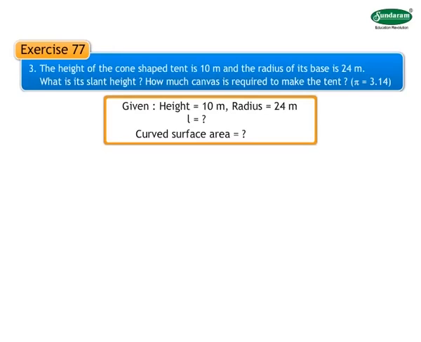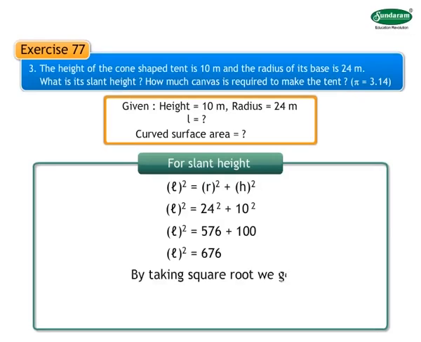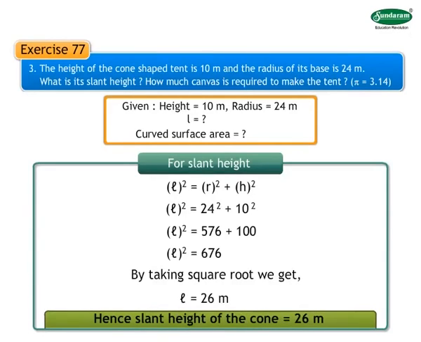Then using it in the formula of the curved surface area, we will find the canvas required to make the tent. For slant height, square is equal to the radius square plus the height square. Slant height square is equal to 24 square plus 10 square. Slant height square is equal to 576 plus 100. Slant height square is equal to 676. By taking square root, we get the slant height is equal to 26 meter. Hence, slant height of the cone is equal to 26 meter.